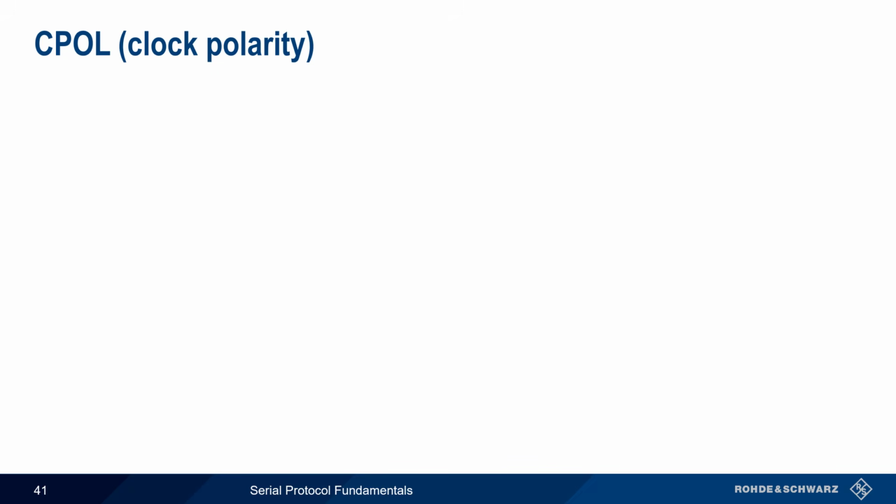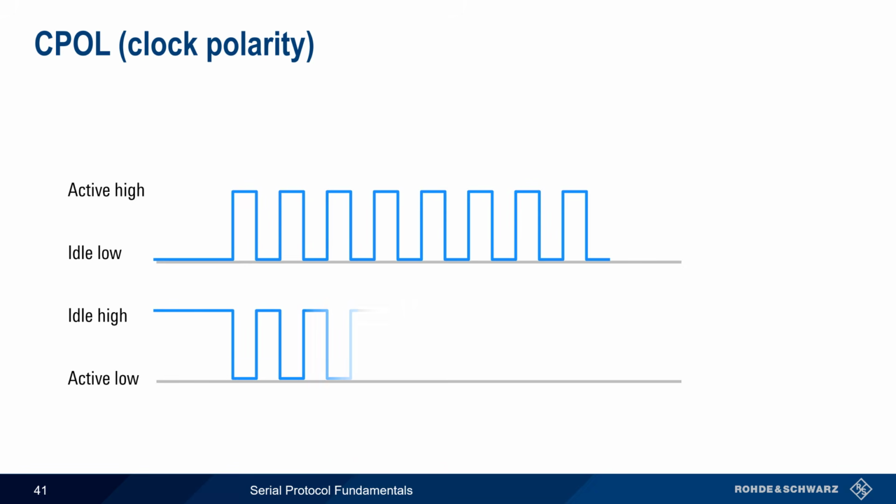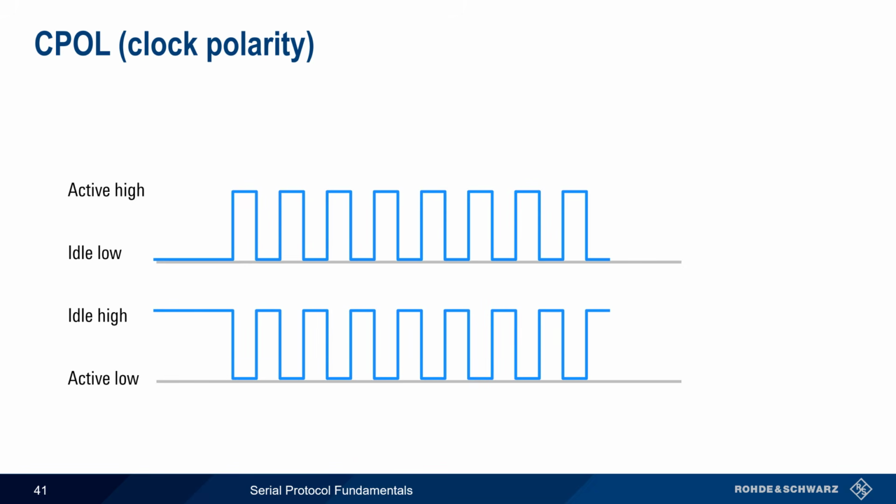As mentioned earlier, the serial clock signal generated by the master can be either active high, in which the idle or non-clock state of the line is low, or it can be active low, where the clock is held high when no clock pulses are being sent. CPOL is used to indicate which of these is being used. CPOL 0 means active high, and CPOL 1 means active low.